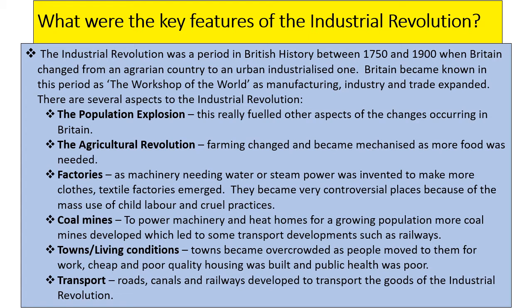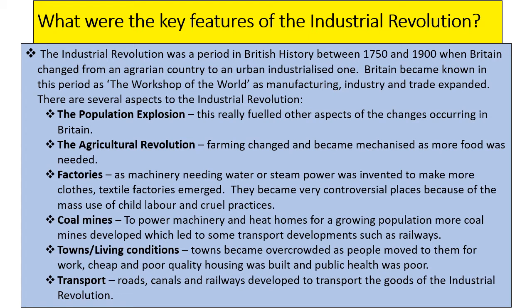Factories emerged. Machinery needing water or steam power was invented to make more clothes. Therefore, textile factories emerged because you couldn't put these machines in your home because you needed a water wheel. One such machine was Richard Arkwright's water frame, which was a loom that wove cloth, and it needed water power. One of the first factories, possibly the first, was Arkwright's factory in Cromford in Derbyshire. So Richard Arkwright is known as the father of the factory system.